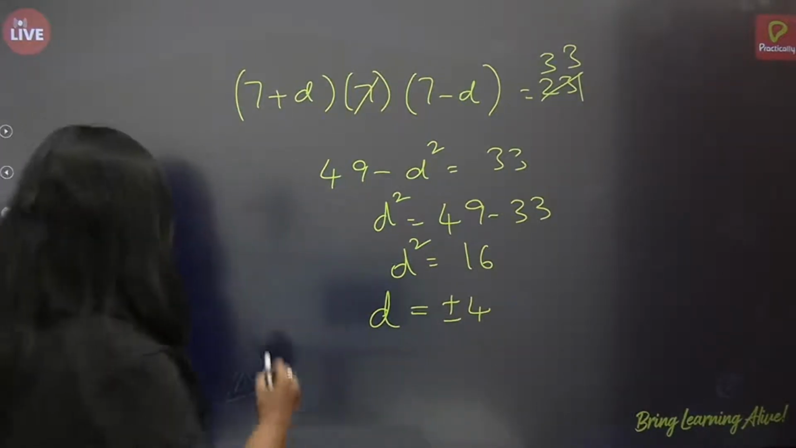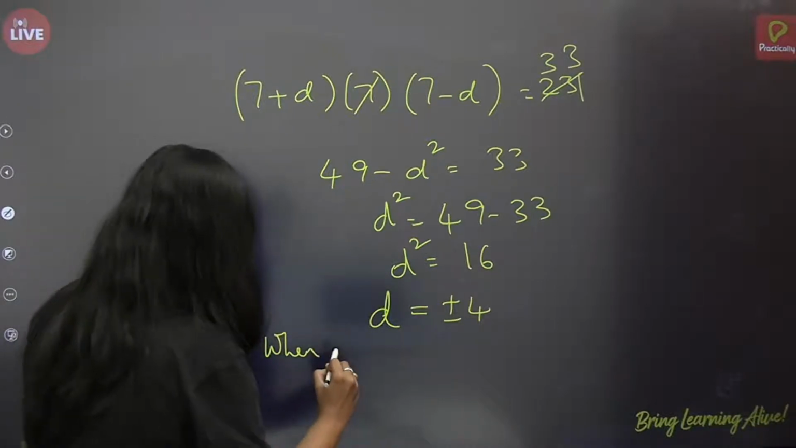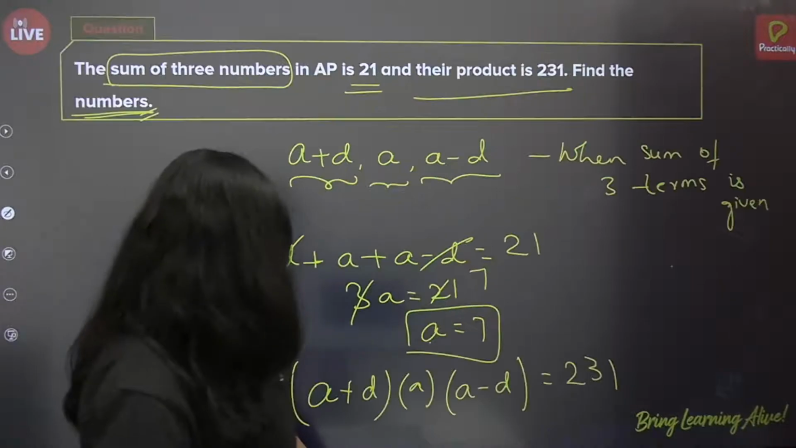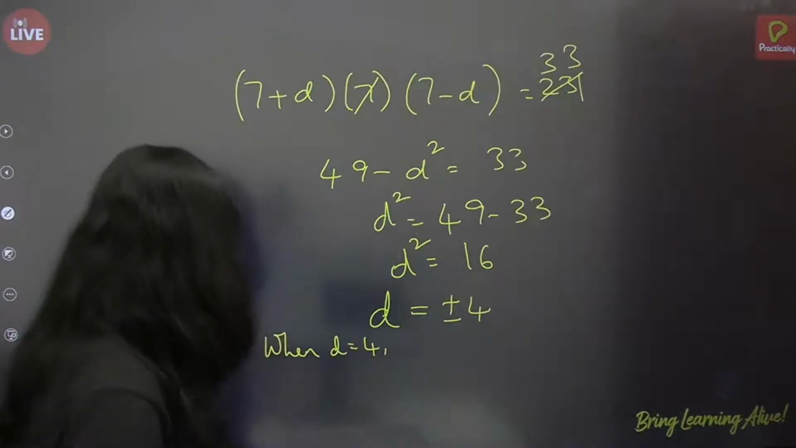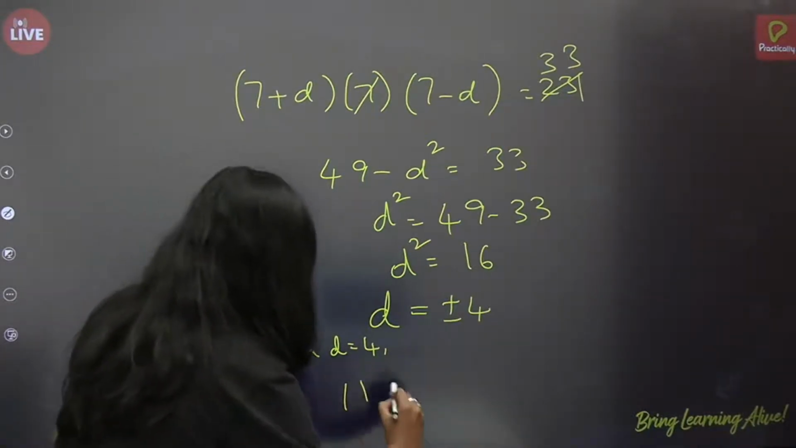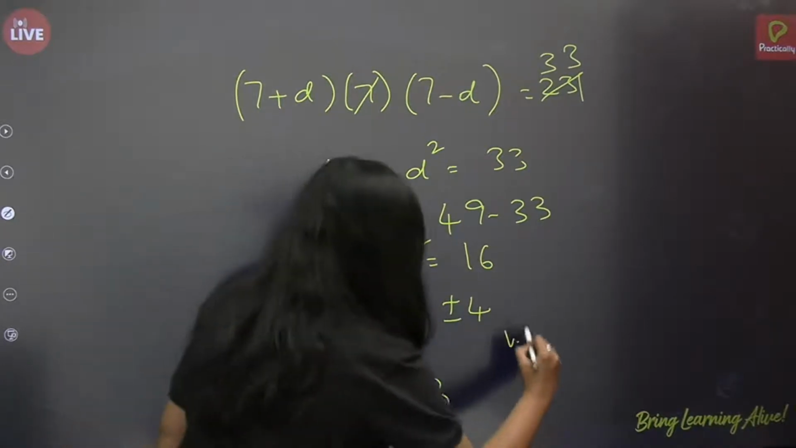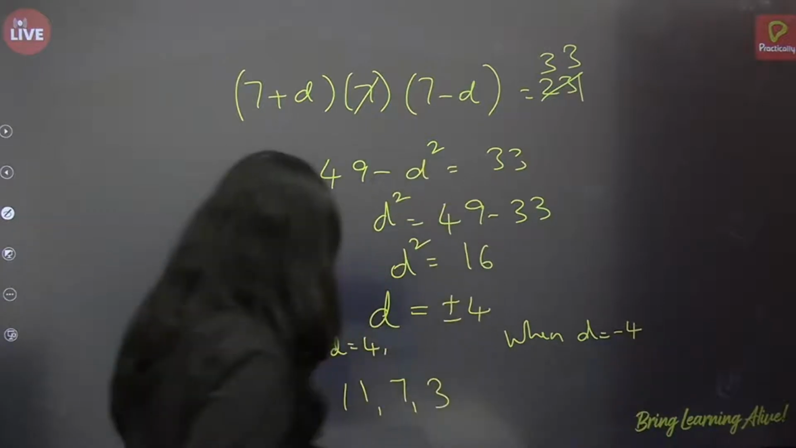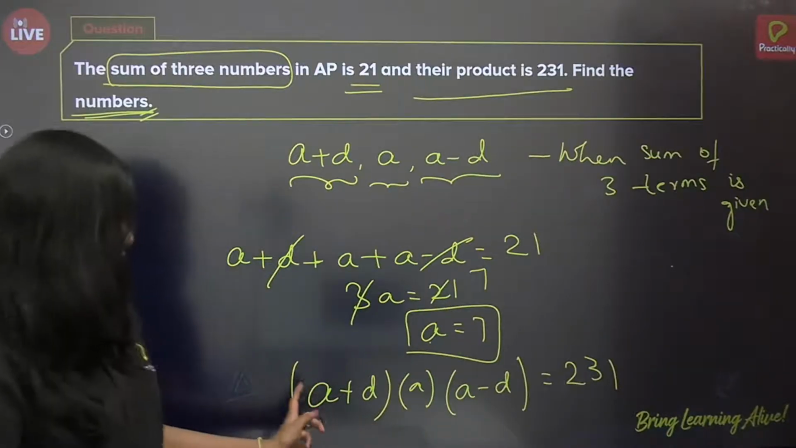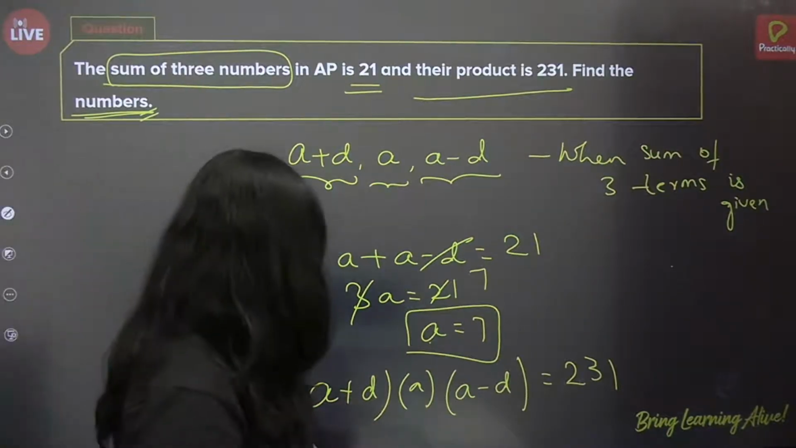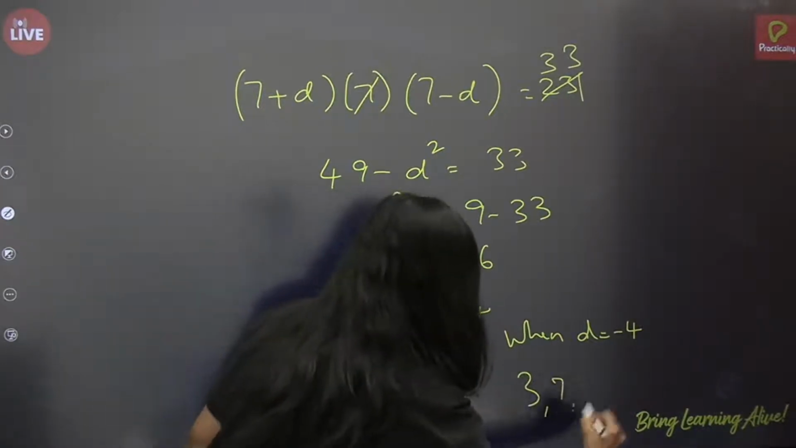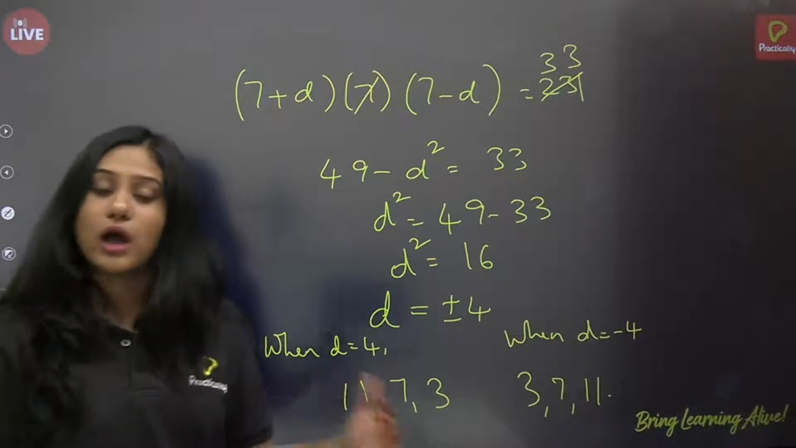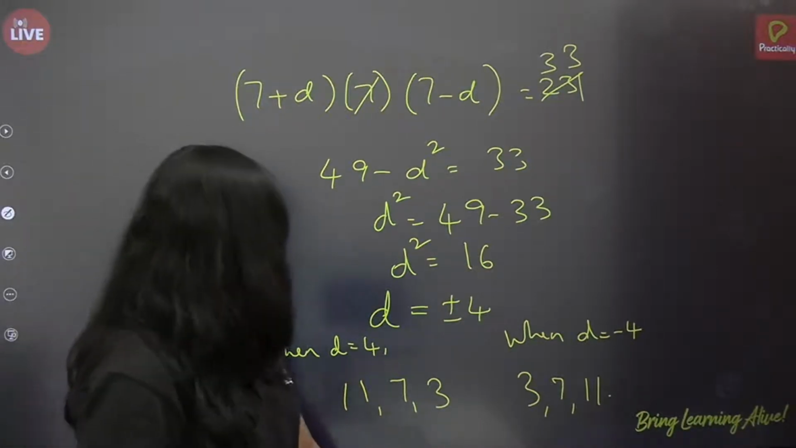So, what will be the terms? When d equals 4, what is the a term? a we got 7, right? So, 7 plus 4, 11, 7, 3. And when d equals minus 4, what do we get? 7 minus 4, so 3, 7, 11, right? So, this is how you have to solve it. Let's go to the next one.